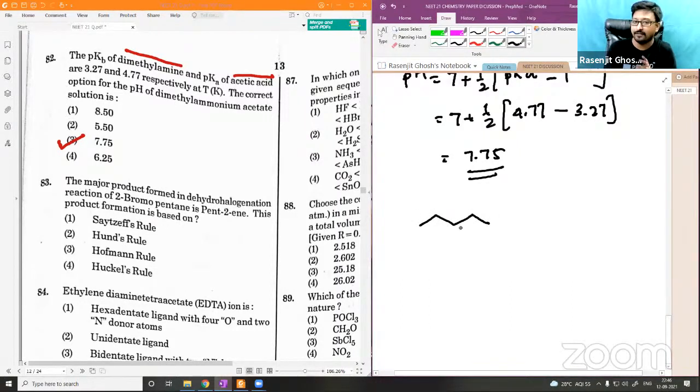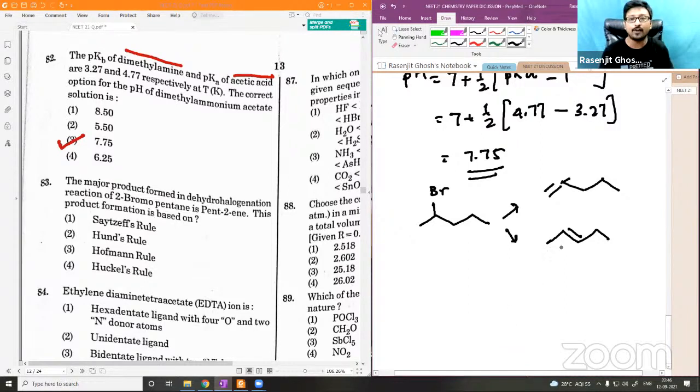1, 2, 3, 4, 5. So it's a 2-bromopentane, right? Now what can it do? If it undergoes dehydrohalogenation directly, either it can form this compound or it can form this compound, right? Now, which one will it form?